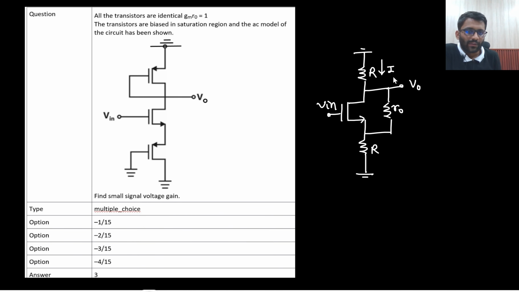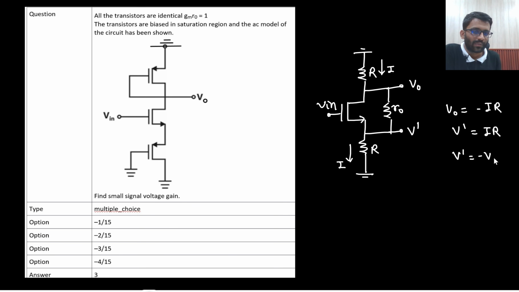Tell me one thing. If I current is flowing here, then this I current will be divided in this loop, and then again I current will come out. Do you agree to this point? I am calling this potential as V dash. What will be my V0? V0 is my minus IR, right? What will be V dash? V dash will be IR. So V dash will be equals to minus V0. So this node is minus V0 only. Are you getting this point? This node is minus V0 only.